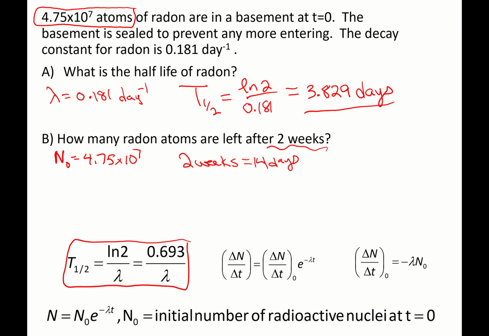So that's over 3 half-lives. So I should have, divide by 2, divide by 2, divide by 2. I should have less than 1/8 of what I started with. But let's do an actual calculation.